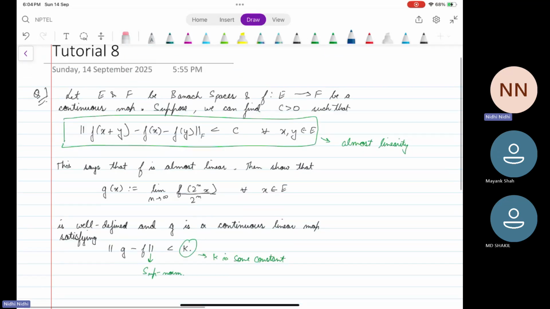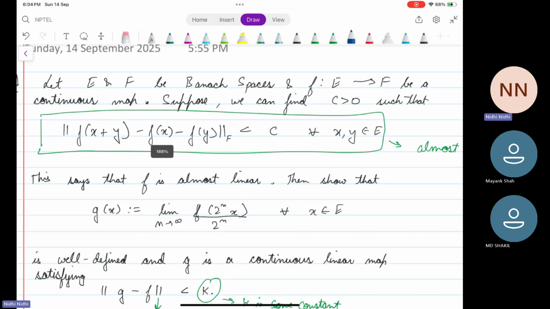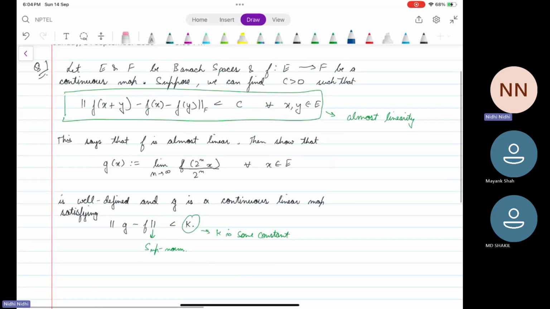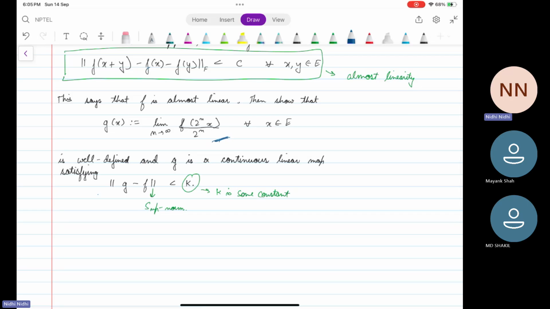We started with the function f, which is defined on a Banach space and mapped to a Banach space, so we'll be using the properties of Banach spaces. We are given that f is a continuous map and satisfies some almost linearity condition. Using that, we constructed a function g, and we will see that g is a well-defined, continuous, bounded linear map. In fact, it is not far away from f. The distance between f and g is less than some constant, so basically g lies in some ball around f.